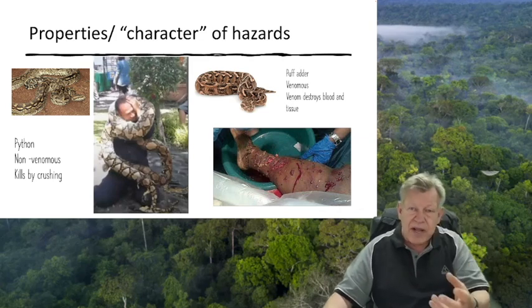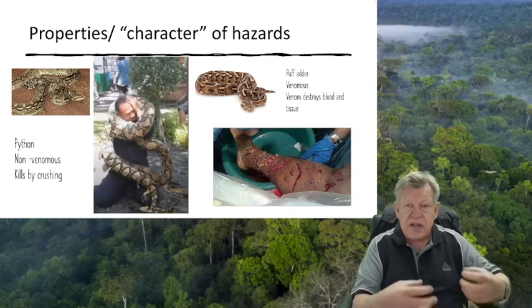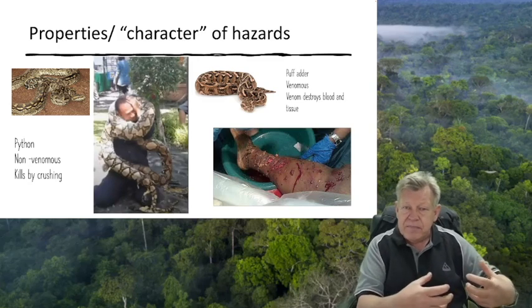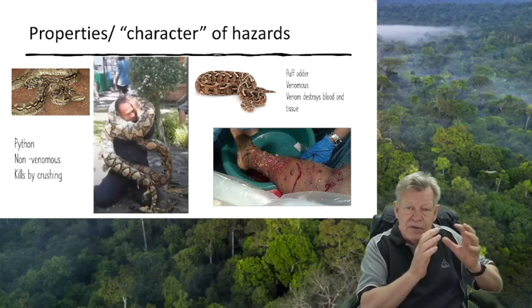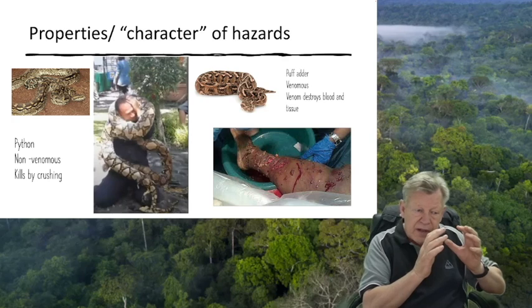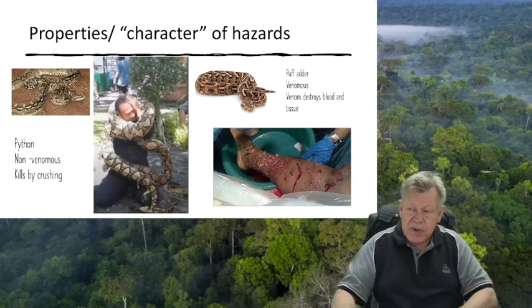Similarly to the python and the snake, we have tools, we have equipment, we have chemicals, and each one of them has got its own way of transferring energy, of causing potential harm and injury.